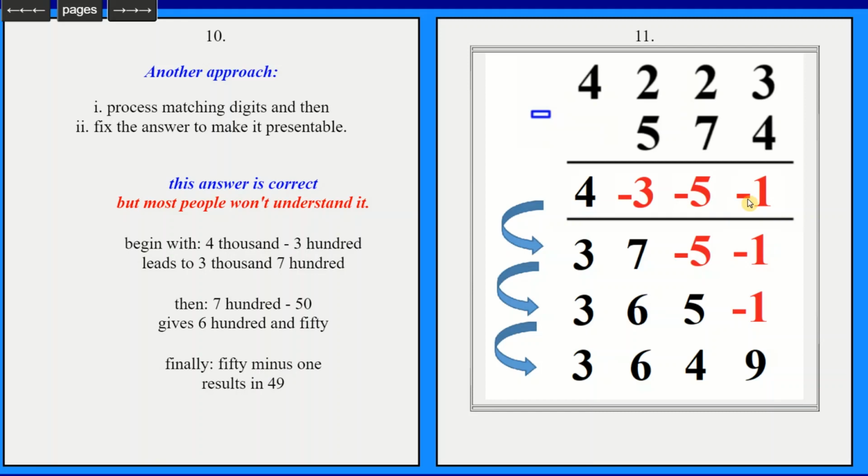Now this answer is correct, but most people don't understand it because of the presence of the negative parts. So what we have to do is tidy it up, make it more conventional. So we begin by looking at 4,000 minus 300. Well, that's 3,700. Now we look at the next change. 700 minus 50. Well, that's 650. And finally, we look at 50 minus 1. That's 49.